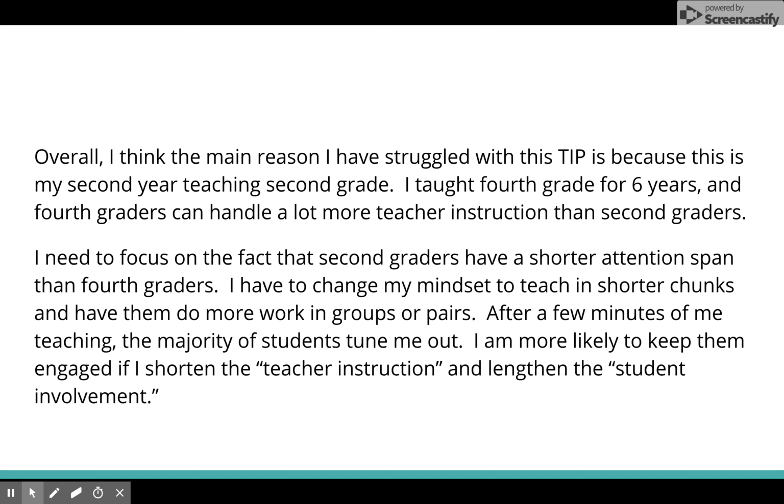Overall, I think the main reason that I've struggled with this tip is because this is my second year teaching second grade. I taught fourth grade for 6 years, and with fourth graders, they can sit there longer and listen. They can retain more information. And I kind of need to have a mindset change when I'm teaching the second graders and try to chunk my work more so that the students don't tune me out.